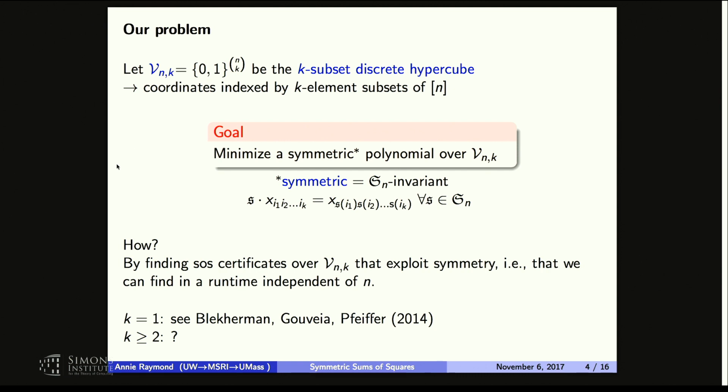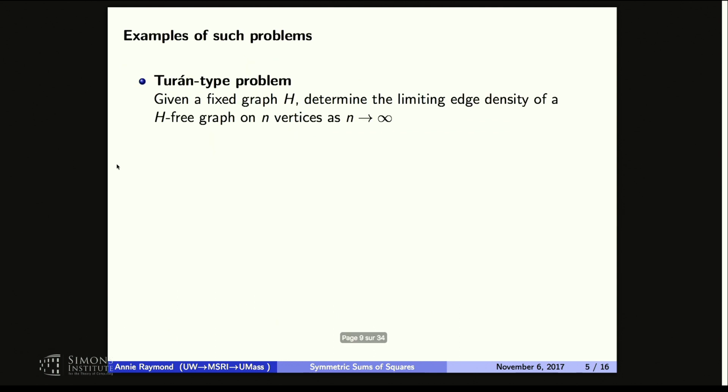So you might say, well, wasn't this case already good enough? Well, a lot of problems are over vertices, for example, but there are a lot of problems over edges. So let me give you two very specific problems that fit exactly your setting. So why do we want to be able to do this? So one problem is a Turán-type problem. So let's say that I'm given a fixed graph H, and I want to figure out what is the maximum edge density of a graph on n vertices that does not contain H as a subgraph.